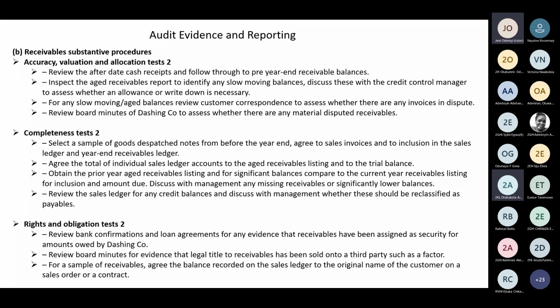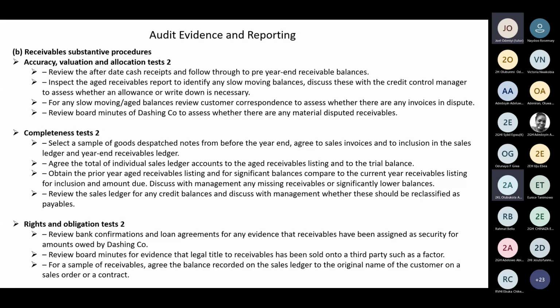Okay. For rights and obligations, we can review bank confirmations and loan agreements for any evidence that receivables have been assigned as security for amounts owed by Dashing Co. So these are another very good procedures, right? So if a company has maybe given their receivables as security, as collateral, you can check that in the bank confirmation or any loan agreement that the company would have. Also, review board minutes for evidence that legal title to receivables has been sold on to a third party, such as a factor. So some of those things always come up in the board meeting, and the board always has to approve those kinds of decisions.